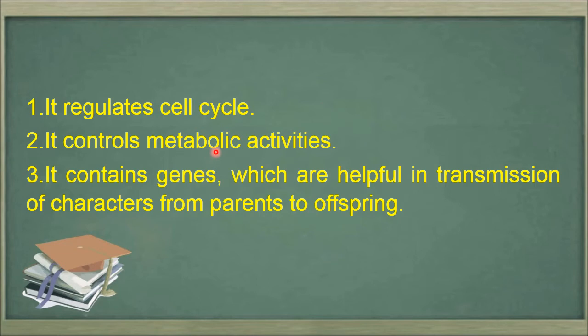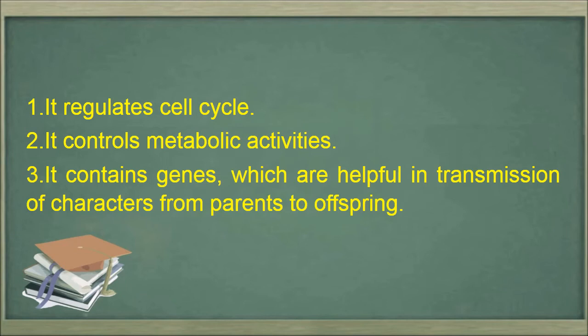It controls metabolic activities. The nucleus also controls the metabolic activities, meaning whatever reactions are going on in a cell, all those reactions are called metabolic activities. These reactions are controlled by the nucleus. It contains genes which are helpful for the transmission of characters from the parents to offspring. This is the third function done by the nucleus, that it transfers the characters from parents to the offspring.